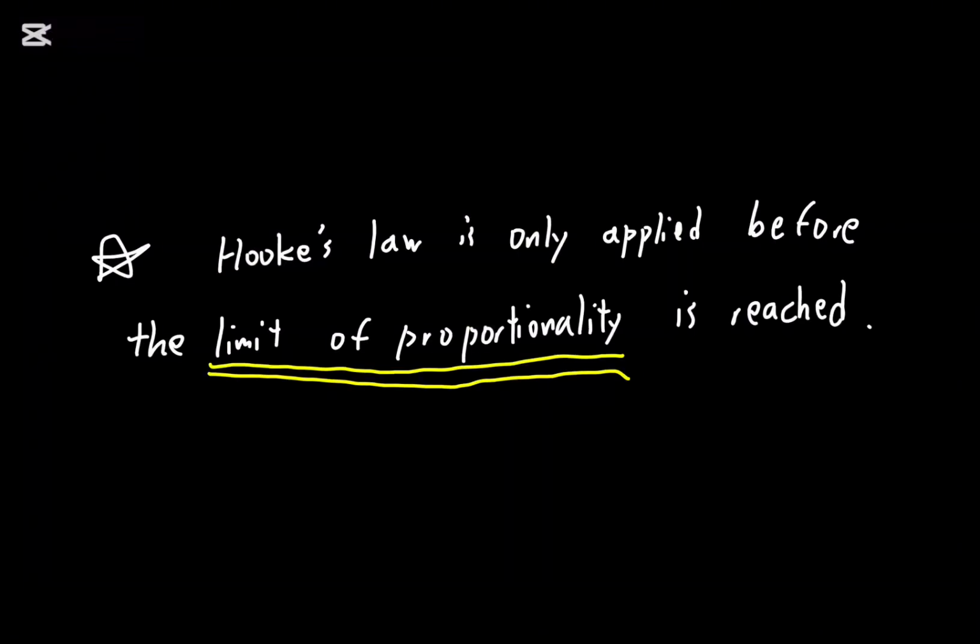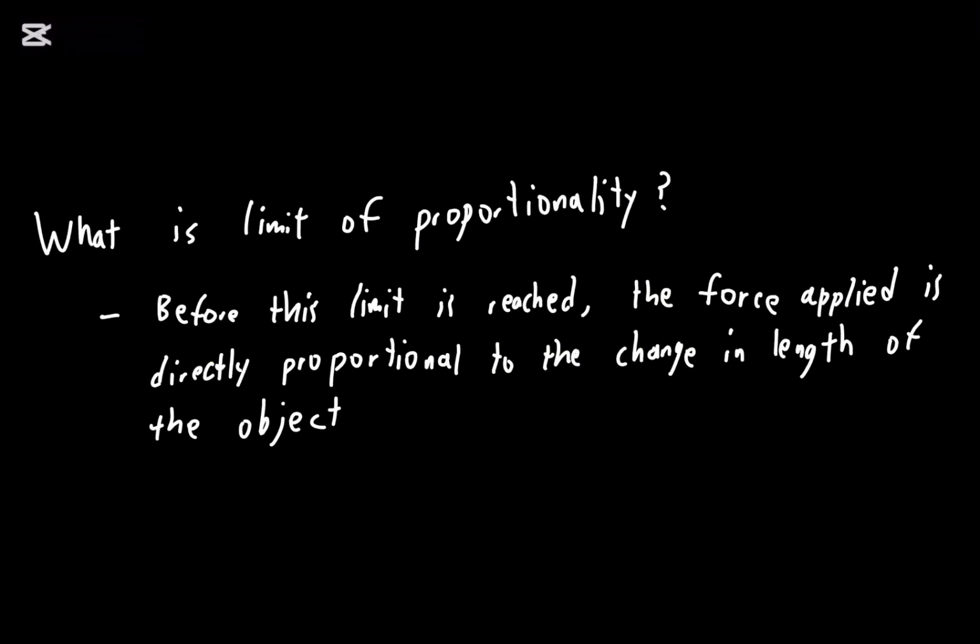Now, a very important point is that Hooke's law can only be applied before the limit of proportionality is reached. The limit of proportionality is that, before this limit is reached, the force applied is directly proportional to the change in length of the object. Beyond this limit, the force and the change in length will no longer be proportional.